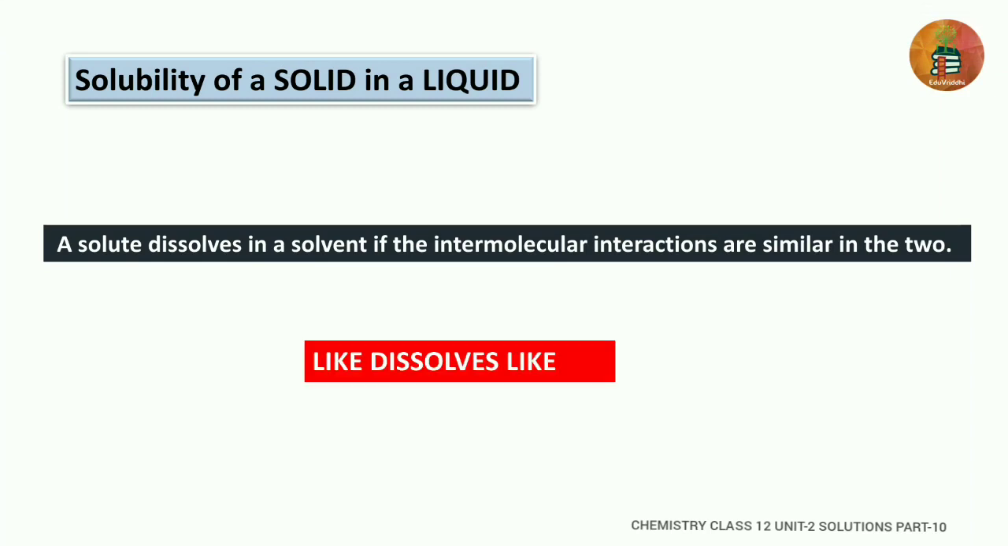In general we can state it as like dissolves like. Here like suggests the same type of interaction. If it is ionic, this is also ionic. So always like dissolves like.